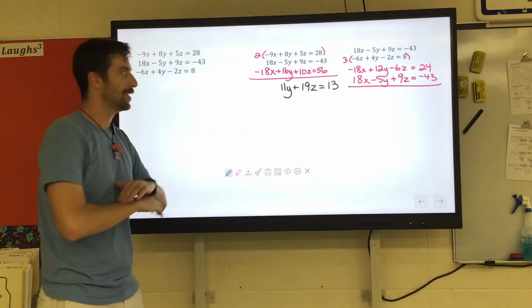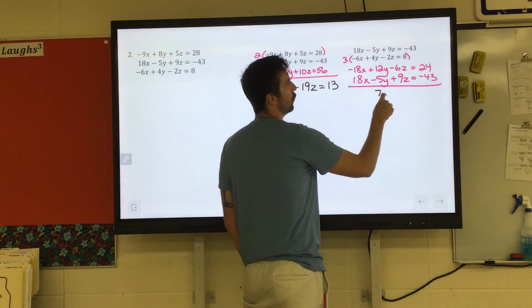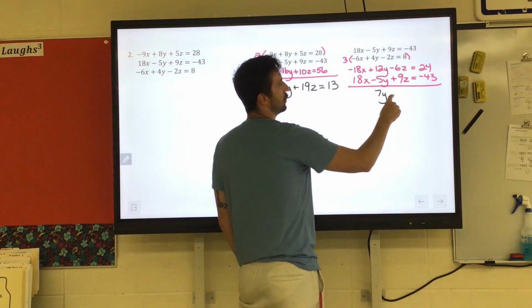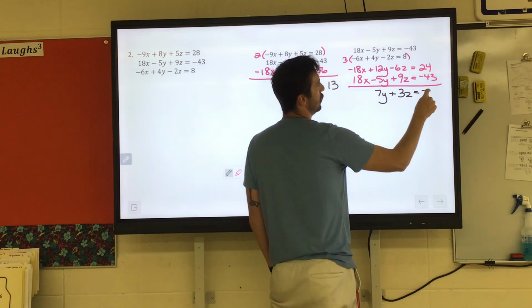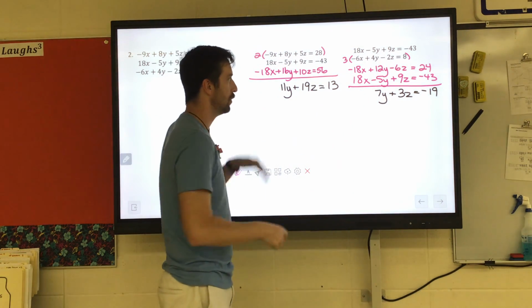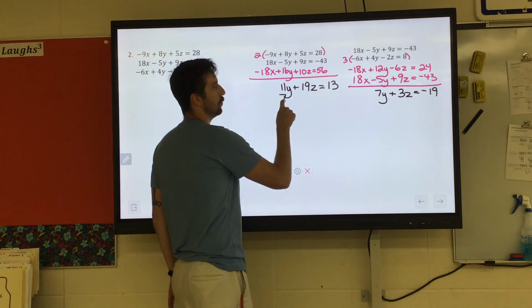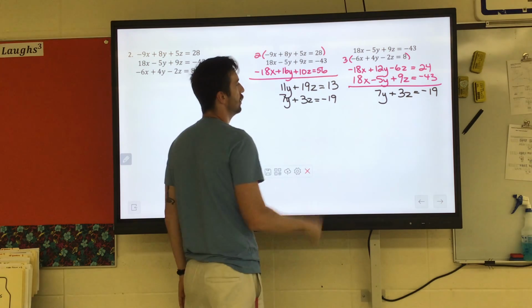So again, x's will cancel out. The y's, 12y minus 5y is 7y. Negative 6z plus 9z is 3z. 24 minus 43 is negative 19. So we're going to bring them together. I'll just write this one right over here. 7y plus 3z equals negative 19.